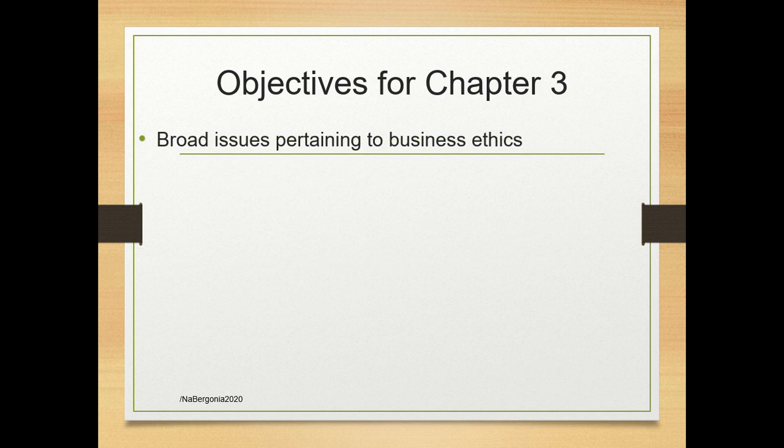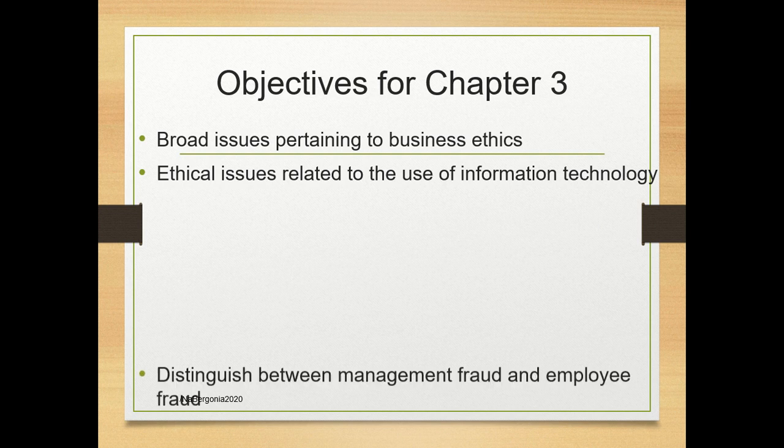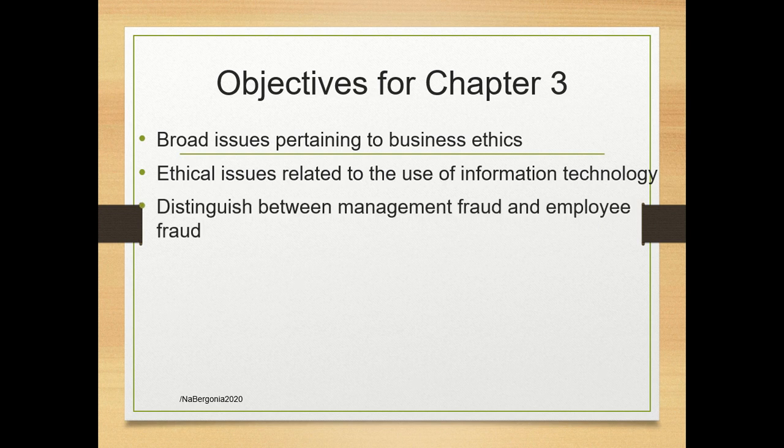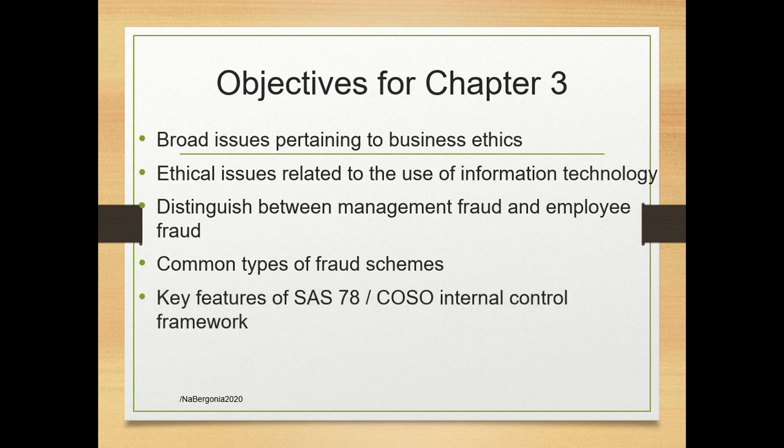We are about to discuss some broad issues pertaining to business ethics, some ethical issues related to the use of information technology, and distinguish between management fraud and employee fraud. We also have the common types of fraud schemes, the key features of Statement on Auditing Standards number 78 or the COSO Internal Control Framework, and also the objectives and application of physical control. Okay, so let's start our chapter 3 discussion.